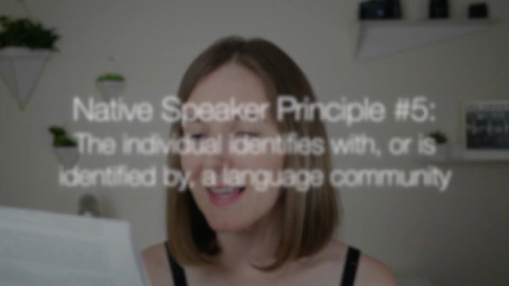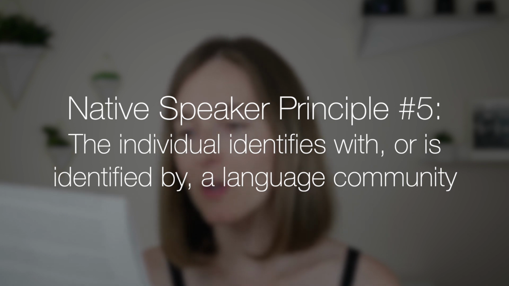The fifth point is the individual identifies with or is identified by a language community. So a language community can be very broad, like saying, my husband speaks American English, or it can be much more narrow, like saying, my husband is a New Englander, and so he speaks American English like a New Englander. So for example, if someone is born and raised in the United States, and they're still living in the States, and one day they decide that they in fact want to speak British English, it would be very, very unusual to the people in their environment to know what to do with this kind of a situation.